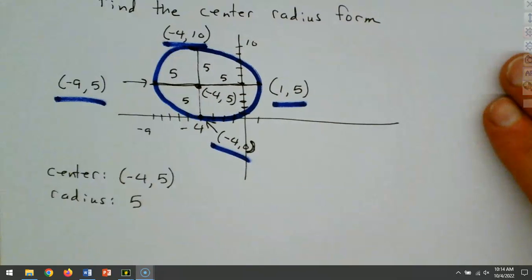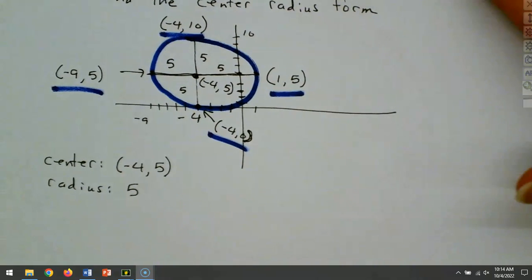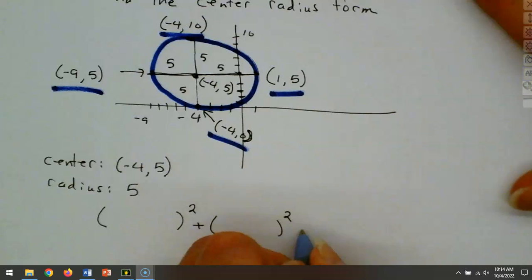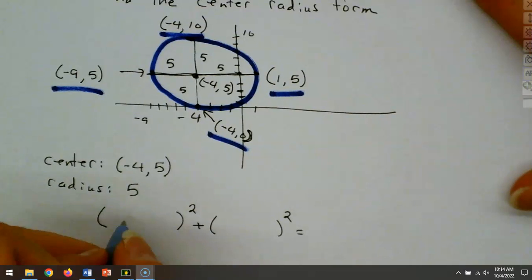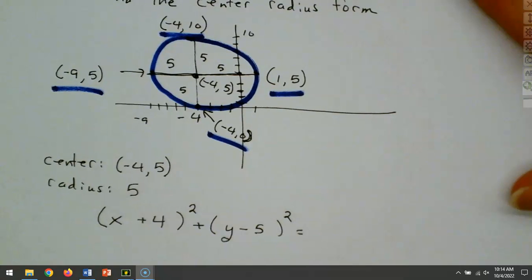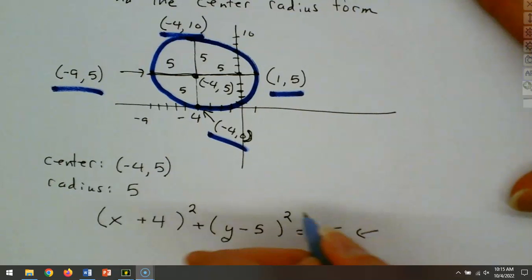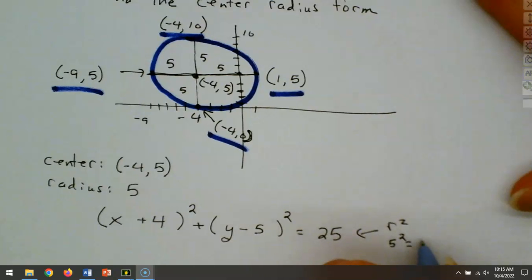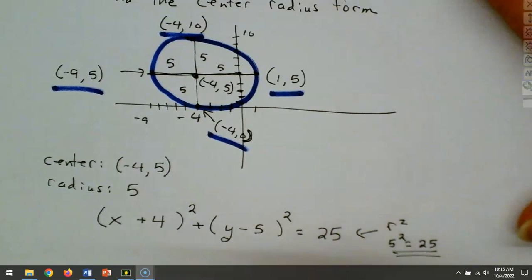Now, what does this look like in center radius form? Well, in center radius form, we switch our signs. So that's going to be x plus 4 here, y minus 5, and what's the other side going to be? 25, because that's r squared, which is 5 squared, and that is 25.